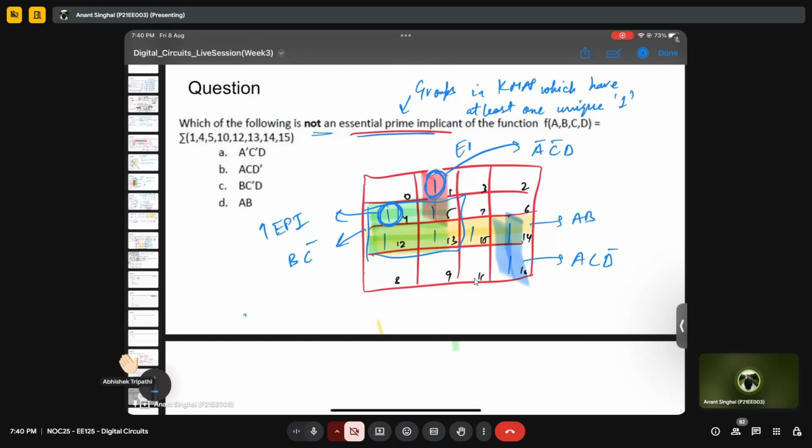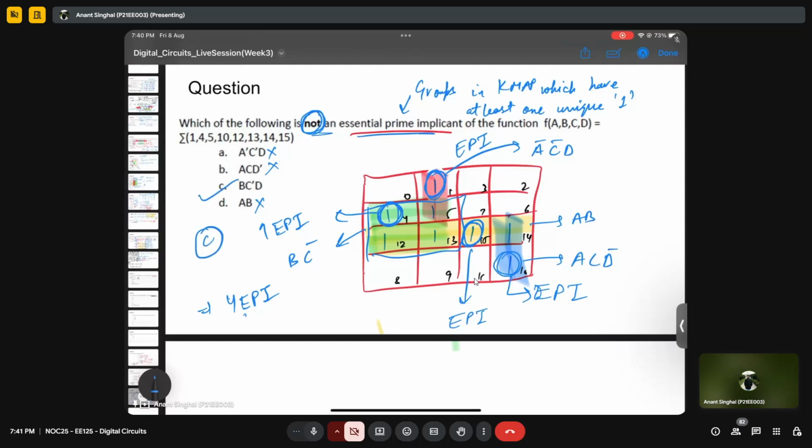So this is also an EPI. Similarly, in this blue one, this one is not shared by anyone, so this is also an EPI. And in this particular AB, this one is also not shared by anyone, so this is also an EPI. So in this question, there are four essential prime implicants, which are A bar, C bar, D, and the others. So AB cannot be the answer. Then A, C, D bar cannot be the answer. So the answer to this problem will be option C, which is B, C bar, D. That is not an option also.